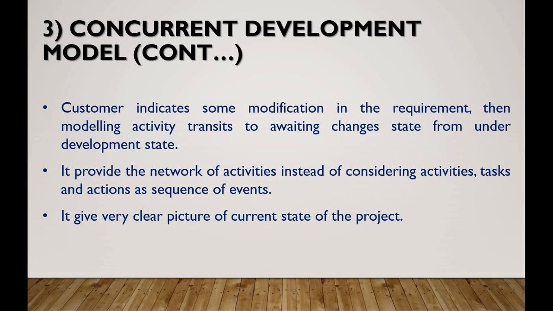It provides a network of activities instead of considering activities, tasks and actions as a sequence of events. It gives a very clear picture of the current state of the function. Okay, so there are three models of the evolutionary process.